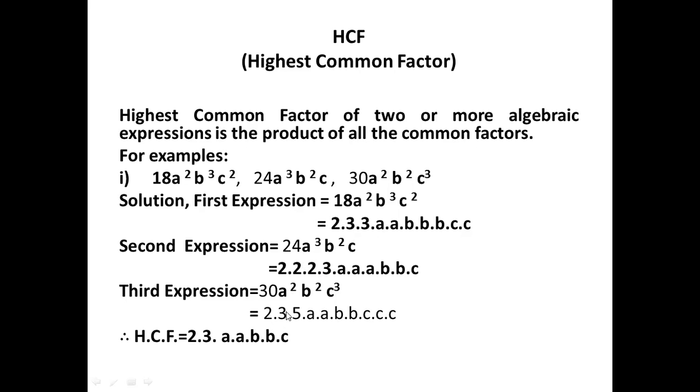3 is also here. Here 3, and here 3, and 2 into 3, then a into a, then b into b, and then c, only one c is common in all. Then write them and find out the product, and that will be the HCF. 6a square b square c is the HCF of the given algebraic expressions. Okay, this is the method of finding HCF of monomials.